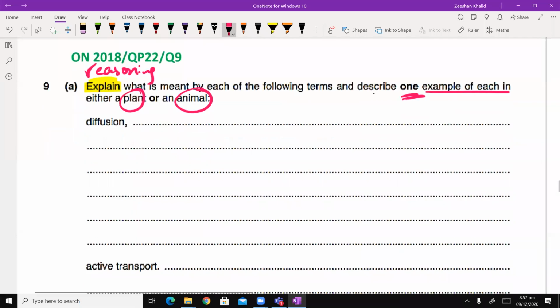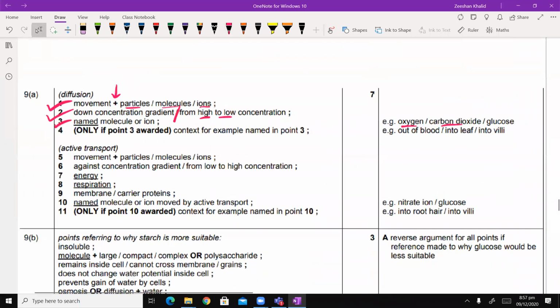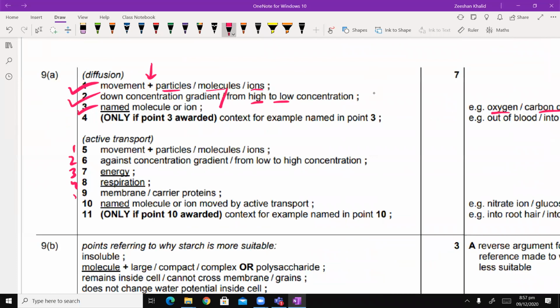Okay, so active transport. Let's see how many points are written in the mark scheme for active transport. So it's 1, 2, 3, 4, 5, 6, 7 points. Wow, let's see what these are. Okay, again, it's a movement of, here he's been generous, particles, movement, ions, anything is acceptable, against the concentration gradient. Or you can also write low to high. Energy is required. See, they've underlined the word energy. That means it has to be there.